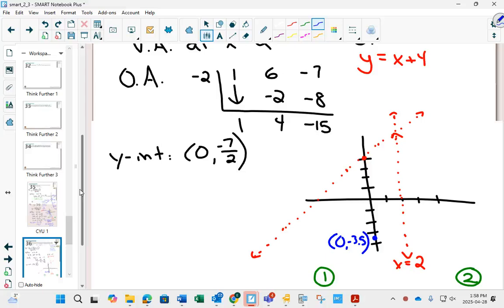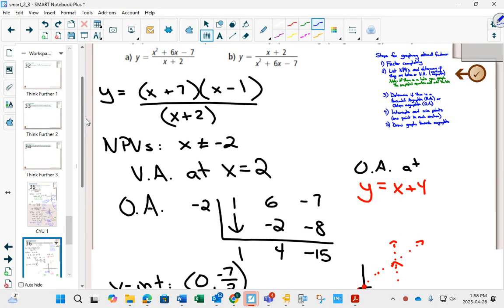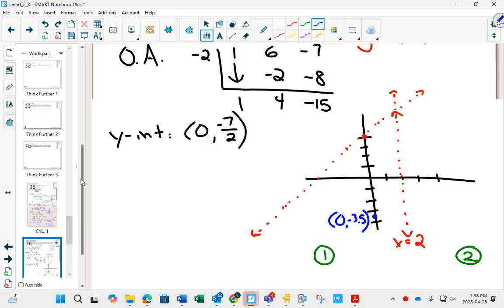X-intercepts. Okay? X-intercepts are only going to happen when your numerator is 0. So you can ignore the bottom. And if it's already factored like it is, can you see that your x-intercepts are negative 7, 0, and 1, 0? Is that right?